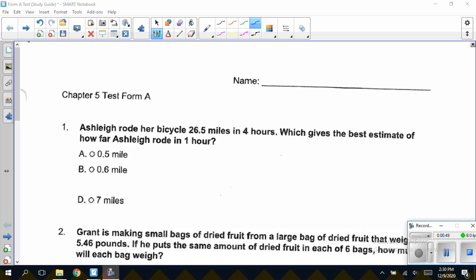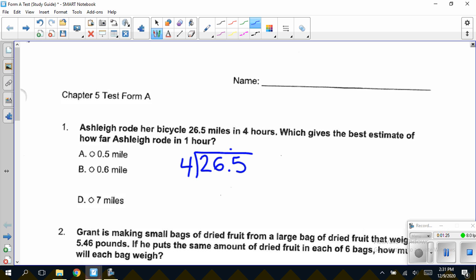So I know that we normally do not estimate with division, but we are going to go ahead and divide this and actually figure out how much it would take for 1 hour, and then using the information, we can circle the answer that would be closest to ours. So for question number 1, we know that we would have to take 26 5/10 divided by 4 to figure out how far her actual distance was.